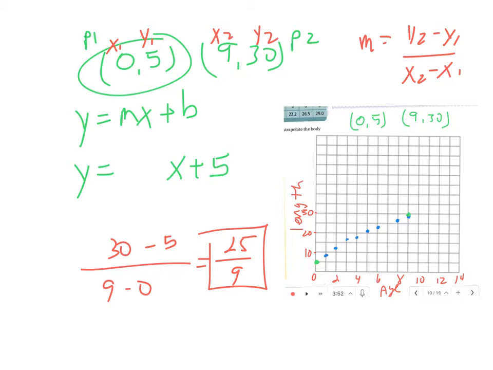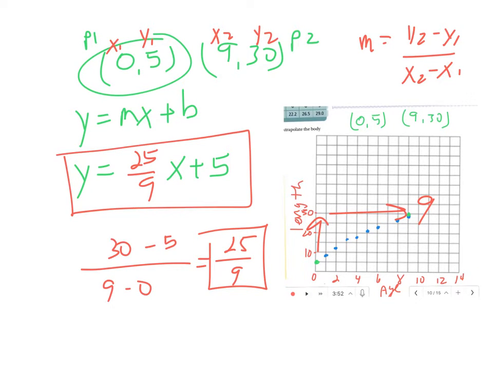And you could have counted that same slope. It goes up 25, right, and it goes over 9. So you could have easily counted that same slope. Alrighty, so 30 minus 5 is 25, 9 minus 0 is 9. So 25 ninths x plus 5. There's my line. Let's see what they had in the answer key.